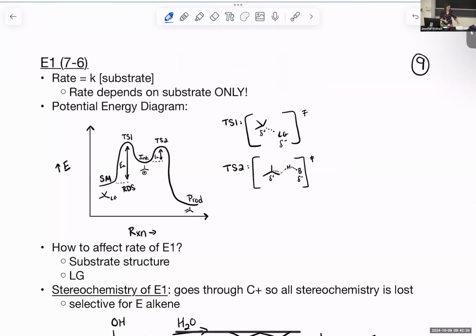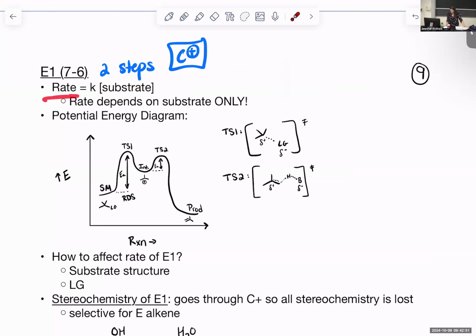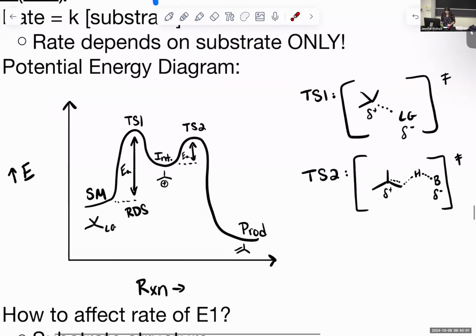So E1 then is going to be 2 steps. E1 is 2 steps. We're going to get carbocation intermediates. So my rate is only dependent on the substrate, on the electrophile. When I look at my potential energy diagrams, the rate determining step, the slow step, is always that first step. It's always making the carbocation. That's always the slow step.